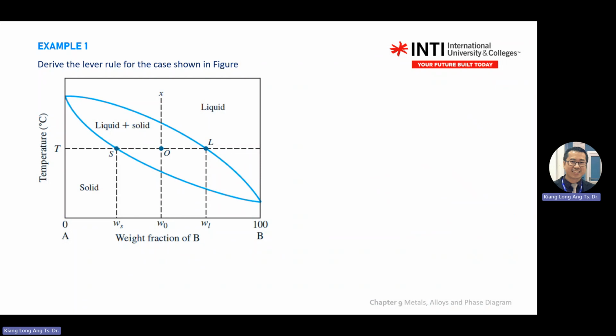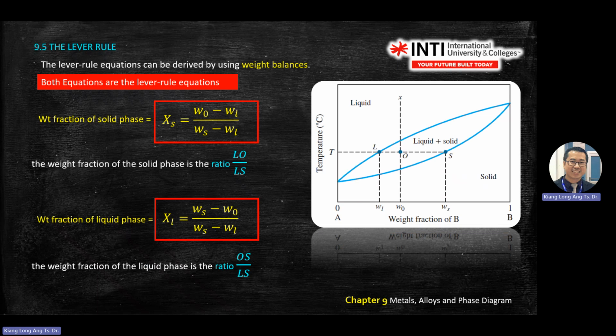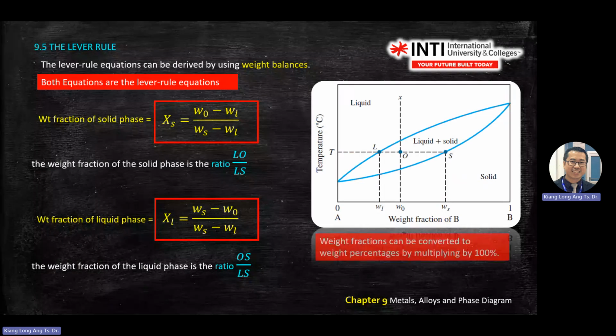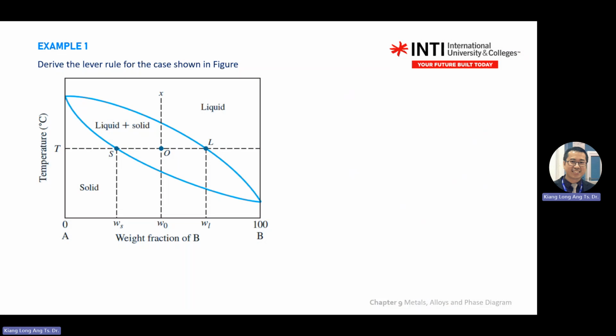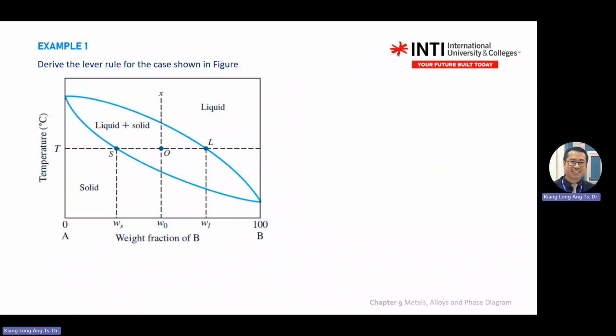Derive lever rules. You should be able to derive. This one you have temperature A and B. So derive lever rules in the case shown. This is your homework. It is actually the same as the tutorial. What is the difference between example 1 and the PowerPoint slides? You see the shape change, but the concept is still the same.